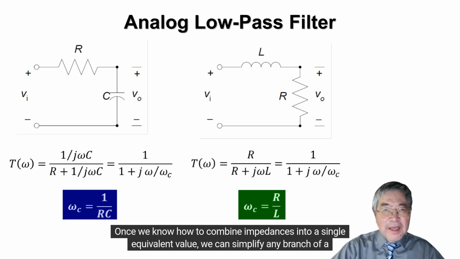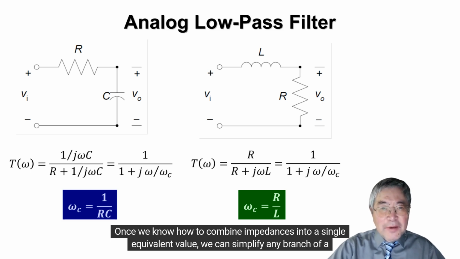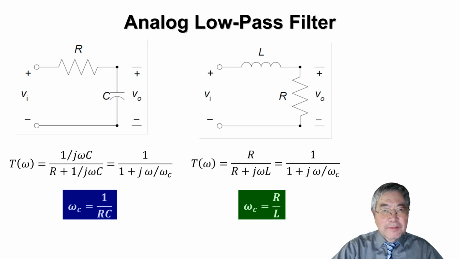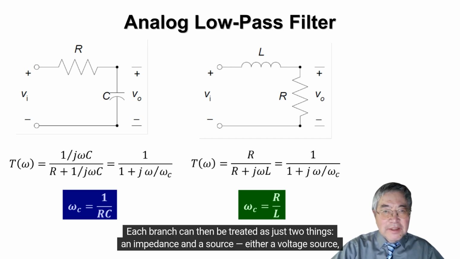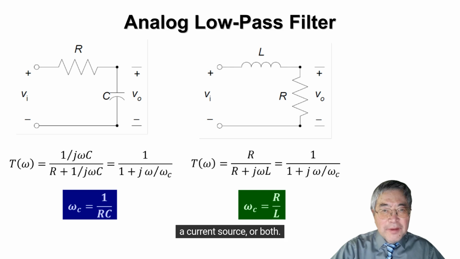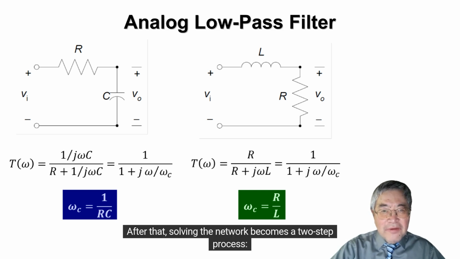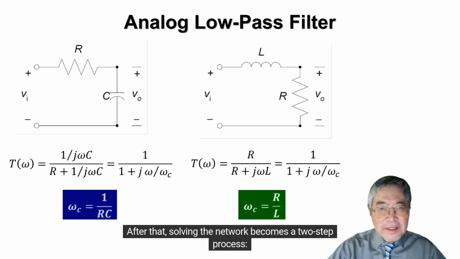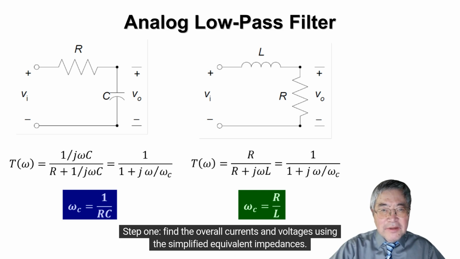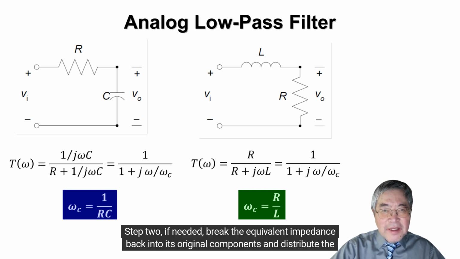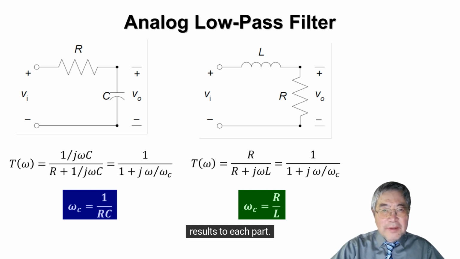Once we know how to combine impedances into a single equivalent value, we can simplify any branch of a network. Each branch can then be treated as just two things, an impedance and a source, either a voltage source, a current source, or both. If there are more components in the branch, we simply combine them into one equivalent impedance before solving. After that, solving the network becomes a two-step process. Step 1. Find the overall currents and voltages using the simplified equivalent impedances. Step 2. If needed, break the equivalent impedance back into its original components and distribute the results to each part.